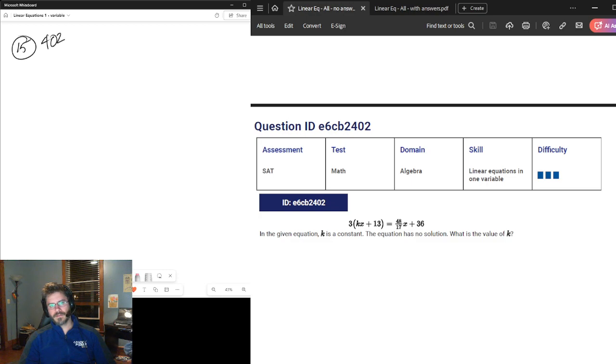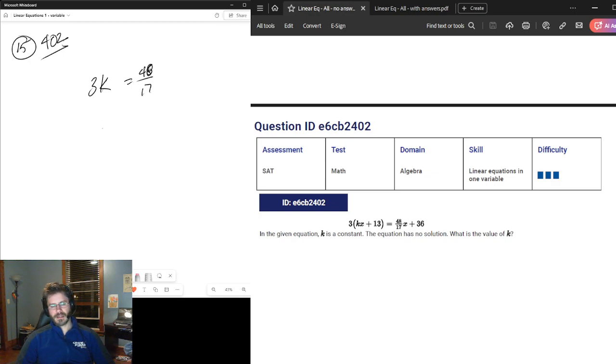Question 15. Code 402. Has no solution again. All right, so that means that these two lines are parallel, and all we care about is the slope this time. Take a look at where the k is. K is the coefficient of x, which determines the slope. And if they have no solution, what does that mean? It means that these things are parallel. So if they're parallel, they have the same slope, so 3k, if we distribute that through, 3k. I don't care about the 13, I don't care about the 36, because I just care about the slopes. 3k equals 48 over 17.